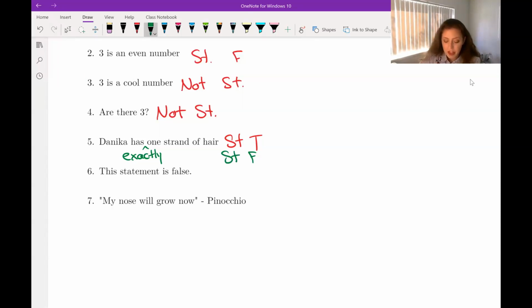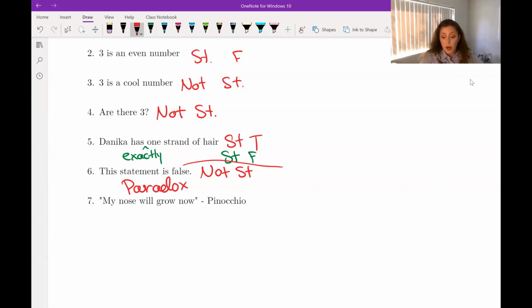Okay, this statement is false. So now this one is a little tricky. So if it was true, then the statement would be false. Okay, but if it was false, then the statement would actually be true because it said it was false. So this is actually not a statement, but it's actually something special. It's called a paradox because it's true and false at the same time.